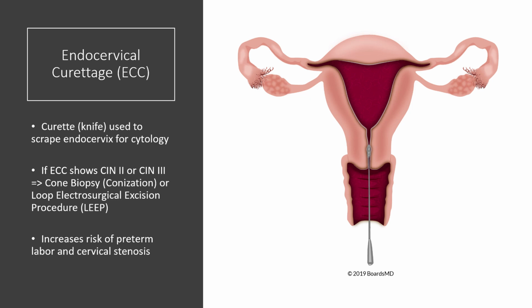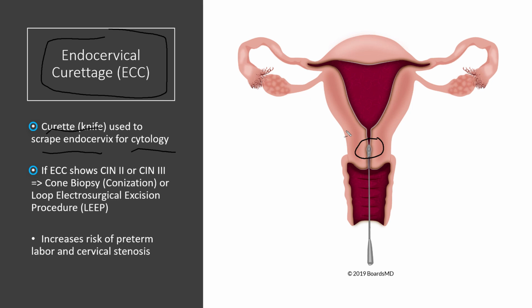As we mentioned on the previous slide, during colposcopy, we can choose to perform endocervical curettage, or ECC. During an endocervical curettage, we use a curette or knife in order to scrape the endocervix for cytology and to ultimately look at these cells under the microscope. On the right-hand side of the presentation, we can appreciate the use of this curette here, which is essentially sampling the endocervix in order to look at these cells under the microscope.